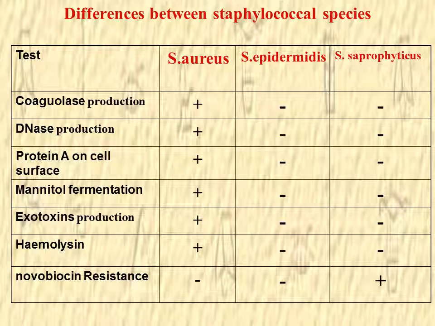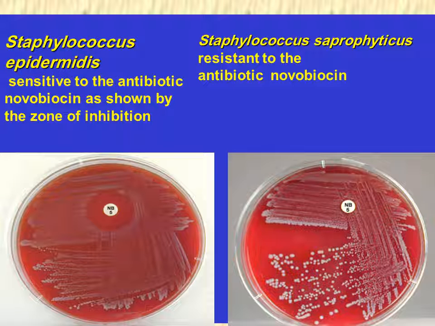How can we differentiate between epidermidis and saprophyticus? According to their sensitivity to an antibiotic called novobiocin. Staph epidermidis is characterized by being sensitive to novobiocin. Saprophyticus is resistant to novobiocin. How can we test it? This is a plate inoculated with Staphylococcus epidermidis. This is another one inoculated with Staphylococcus saprophyticus. And this is the antibiotic disc containing novobiocin that was put over the surface of the plate after plating it with the bacteria. Here also it is put over the surface of the plate.